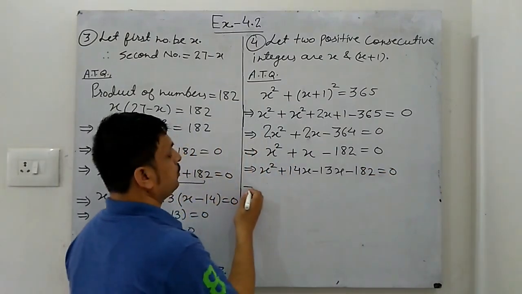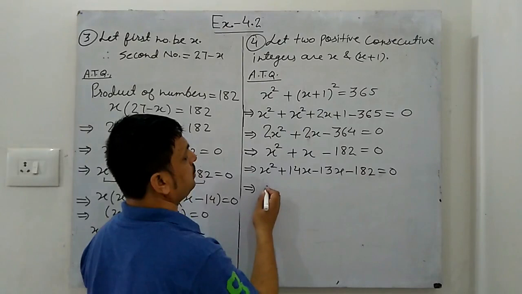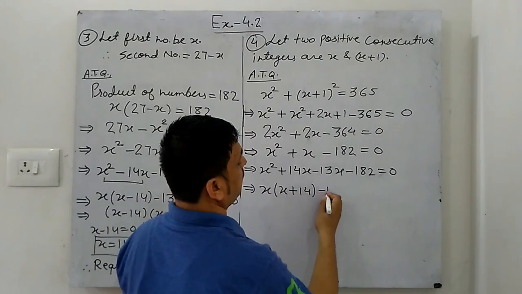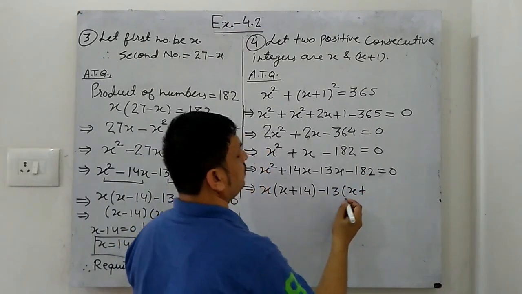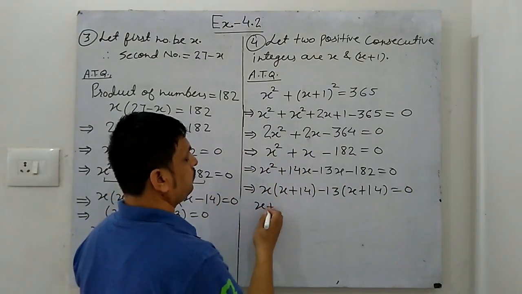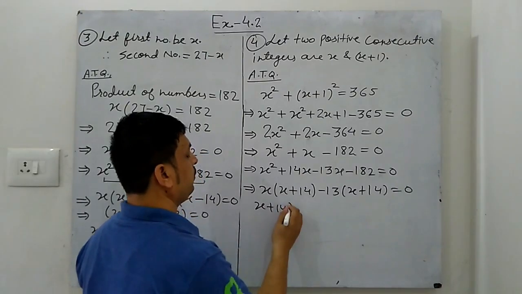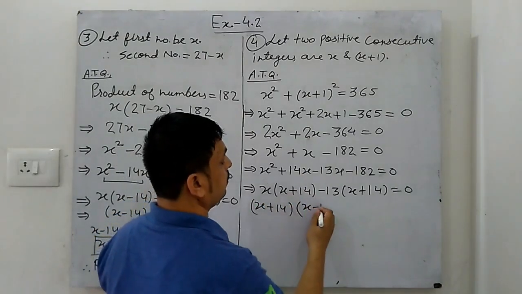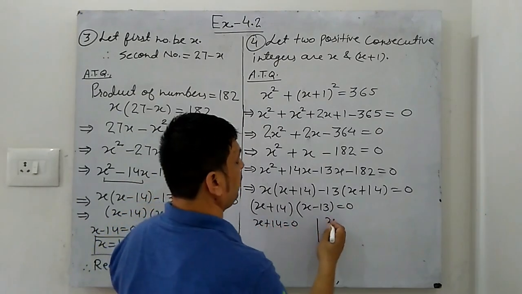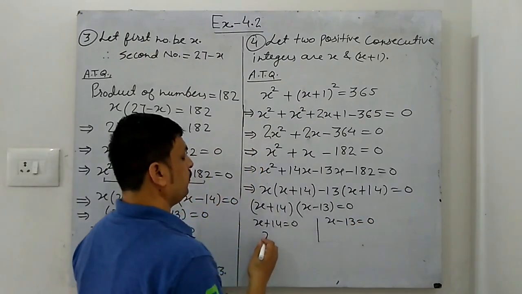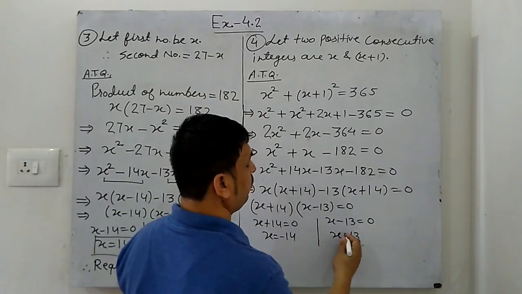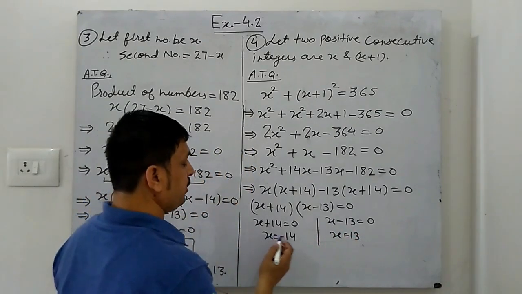equal to 0. From the first two we can make pairs, x common, x plus 14, and in this minus 13 common, x plus 14 equal to 0. Now x plus 14 and x minus 13 equal to 0. If x plus 14 equal to 0, and one time we take x minus 13 equal to 0, from here we will get the value of x as minus 14, and here we will get the value of x equal to 13.